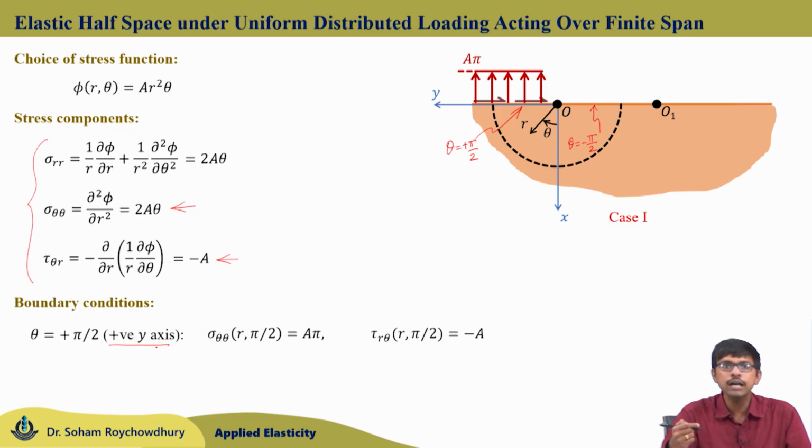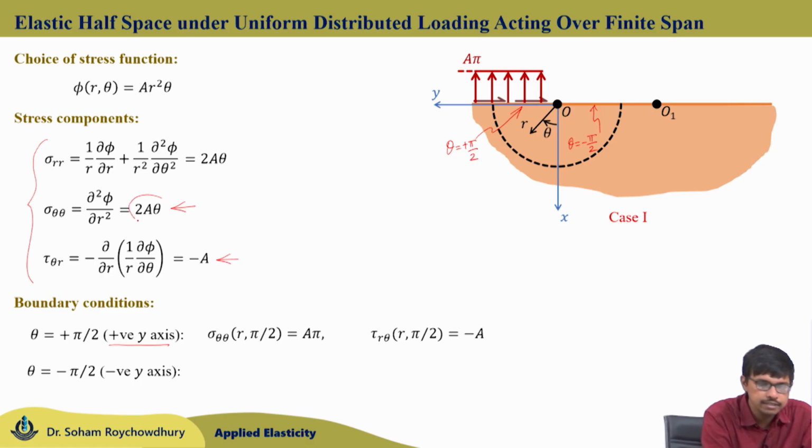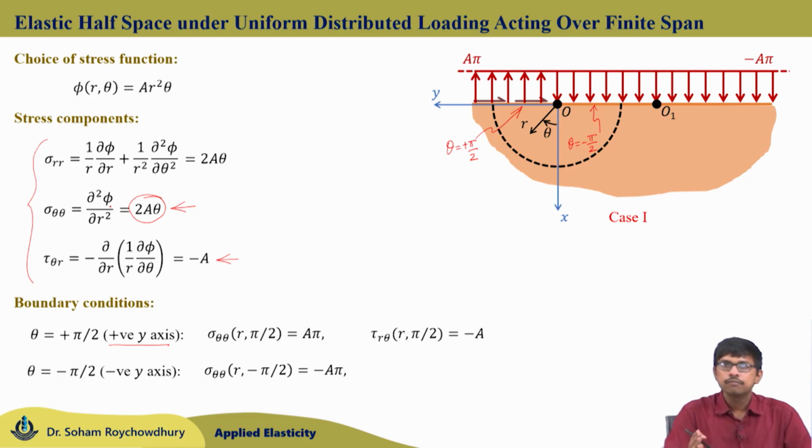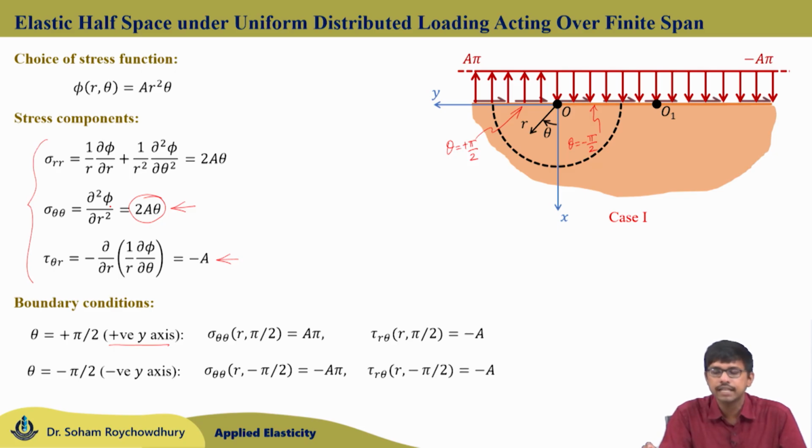Now, we will go to theta equals minus pi by 2, that is, the negative y axis. So, sigma theta theta with theta equals minus pi by 2, if you substitute here in this equation, would be minus a pi, and hence for the negative y axis part, starting from point O, there will be a normal stress of minus a pi acting downward, a compressive distributed normal loading of intensity minus a pi is acting. Tau r theta is constant, which is minus a, so that will not be changing its sign.